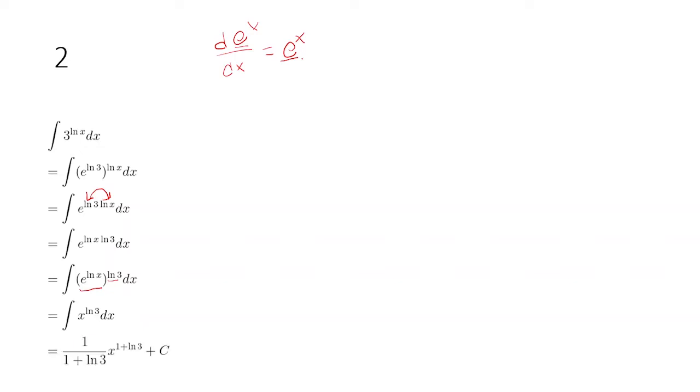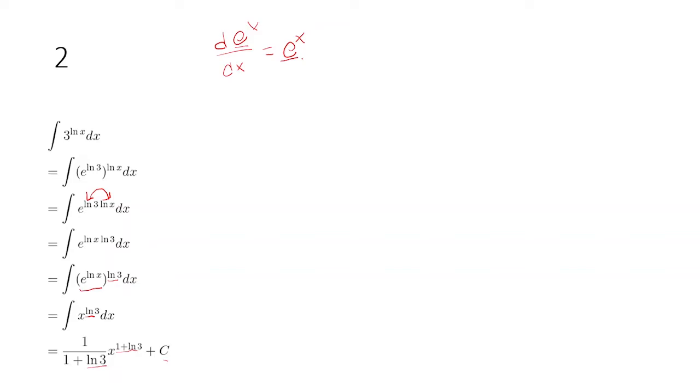So it'll be 1 over 1 plus ln 3. Notice that this is the exponent of the original function plus 1, multiplied by x to the power of 1 plus ln 3, plus c, because this is an indefinite integral. So that's our answer.